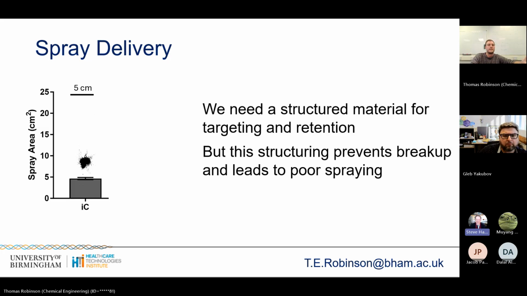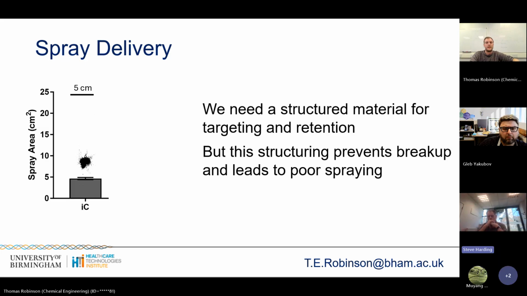if you increase its concentration that we would need to increase it to give it those useful material properties for targeting and retention. So essentially getting into the semi-dilute, if not concentrated, regime. And the problem is that this structuring prevents breakup and leads to poor spraying.